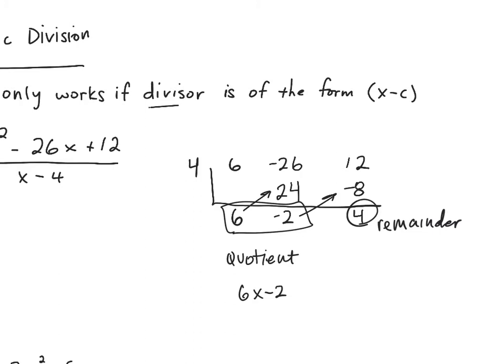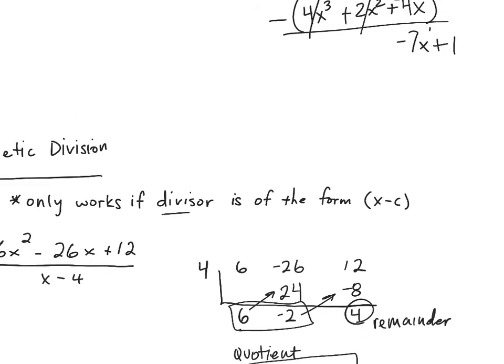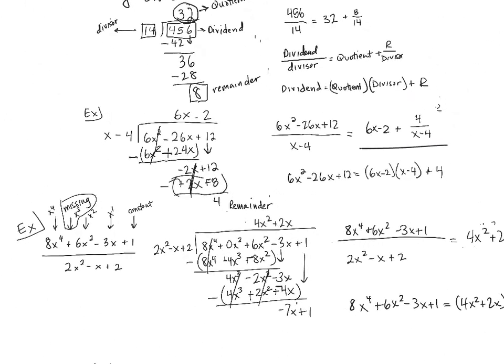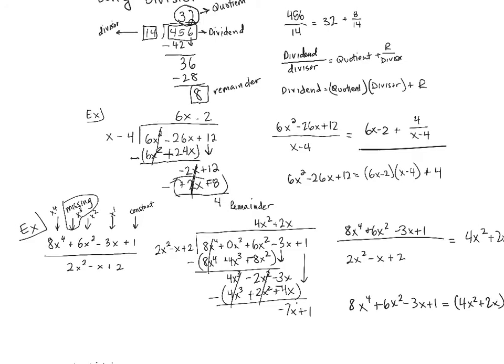So the result of the division is 6x minus 2, and then we have a remainder of 4, and then that's over the divisor x minus 4. So when 6x squared minus 26x plus 12 is divided by x minus 4, this is the result. Let's just check that against what we did here in the beginning. 6x minus 2 plus 4 over x minus 4, same result.